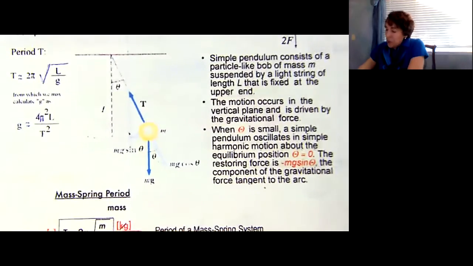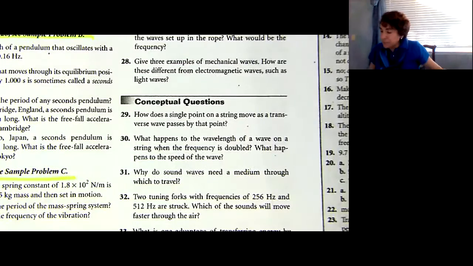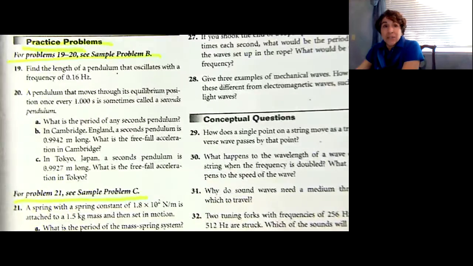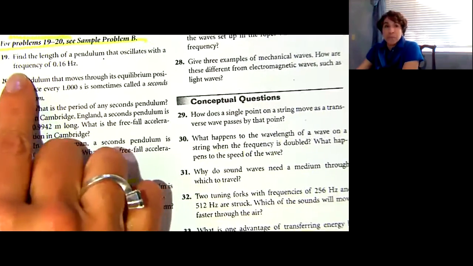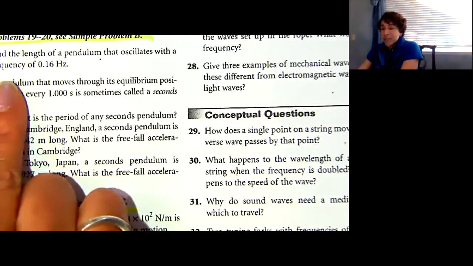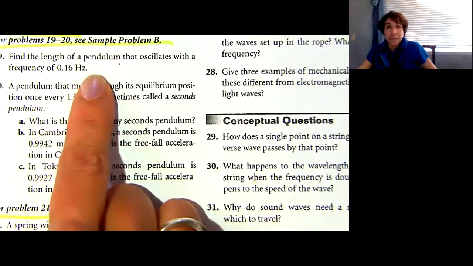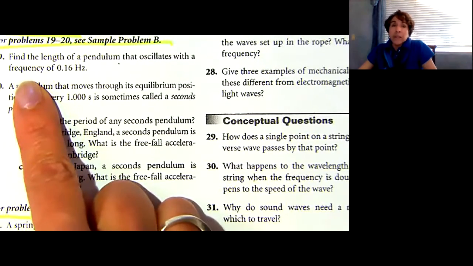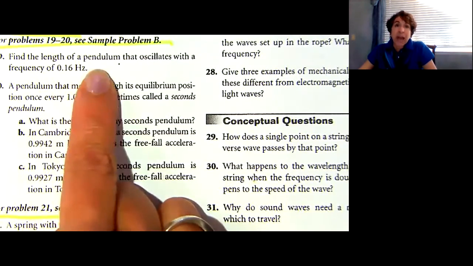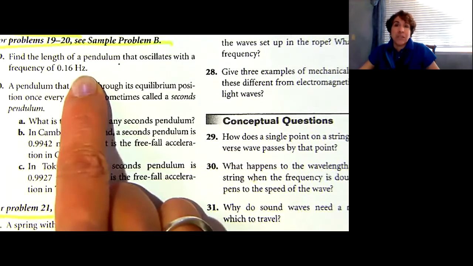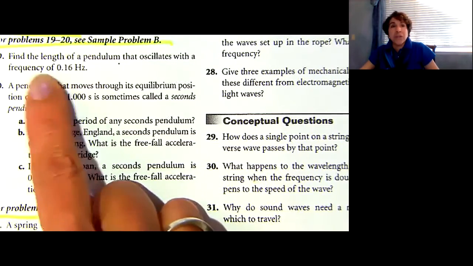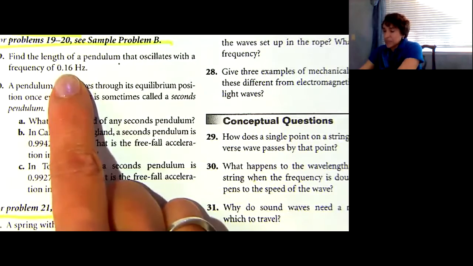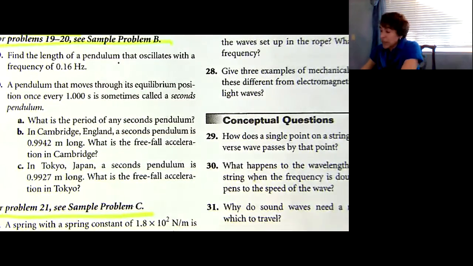All right, so let's take a look at the problem for Practice B. And it is number 19 is the first one. So you guys can see that. It says, find the length of a pendulum that oscillates with a frequency of 0.16 hertz. Hopefully by now you know the difference between period and frequency, and it's just the inverse, the reciprocal. Okay, so they give you the frequency is 0.16 hertz, and they want to know what's the length.